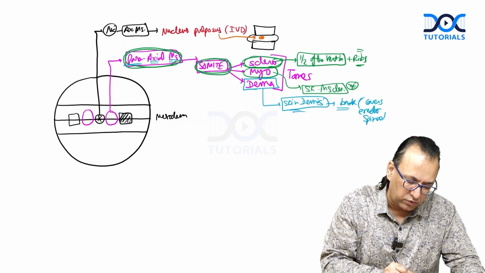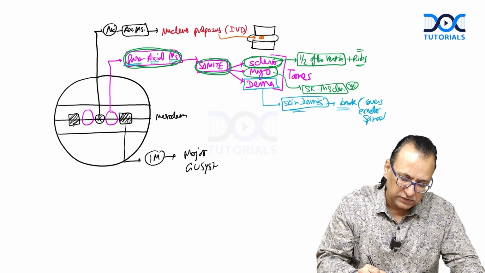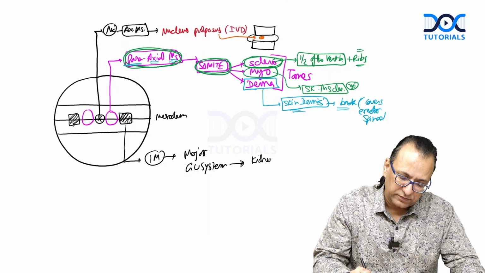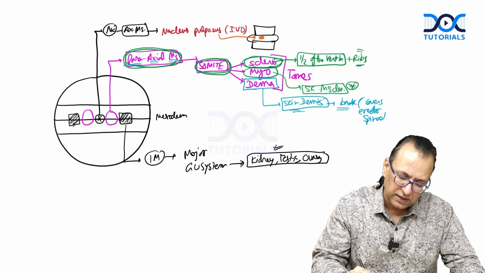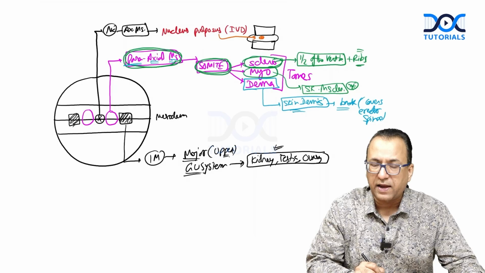So this is going to be the intermediate mesoderm, and intermediate mesoderm is forming the major portion of the genitourinary system. That means it will have some derivatives like kidney, testis, ovaries. Now, when you are telling the kidney, testis, ovaries, the major portion of the genitourinary system, it is the upper part, because the lower part we have known is coming from endoderm of the hind gut.